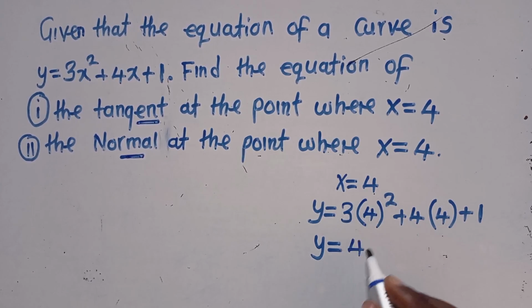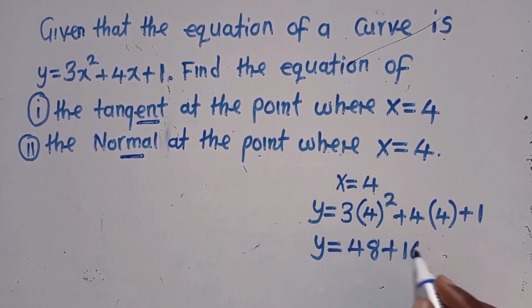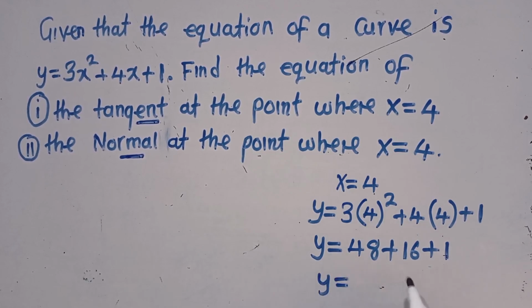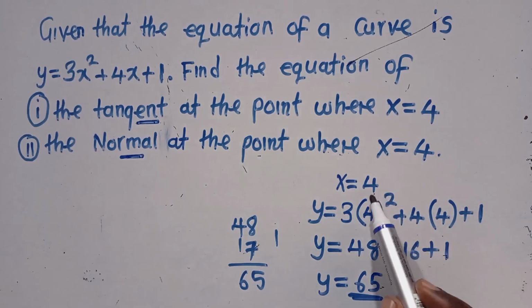16 times 3, that is 48. 48 plus 16 plus 1. What answer are we getting here? y is equal to, when you add 16 and 1, you are getting 17. So 48 plus 17: 8 plus 7 is 15, write 5, remainder 1. Then 4 plus 1 is 5, so we get 65. So the answer here is 65. y is equal to 65.